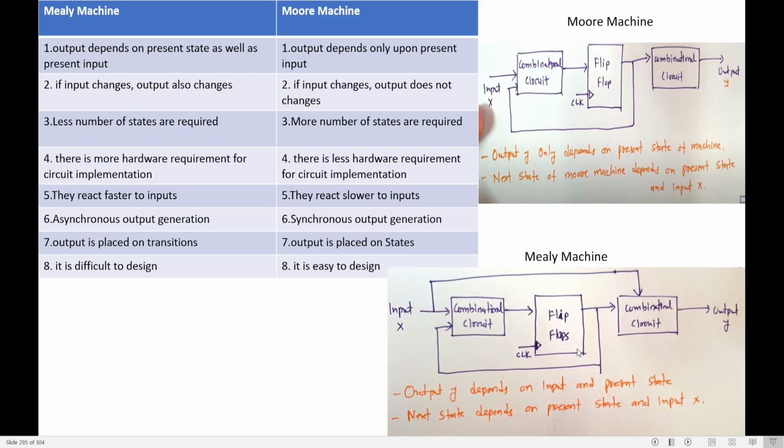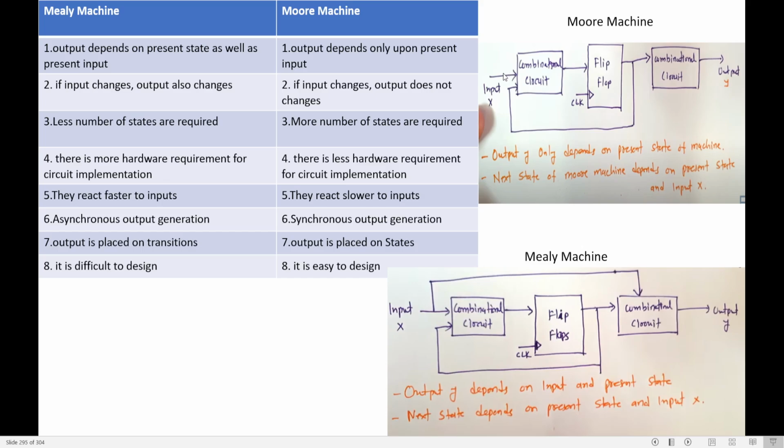In Mealy machine, can you see it is similar to Moore machine, but here the output of this Mealy machine not only depends upon the present state of the flip-flop but also on the input. So what will you write here? The output Y depends not only on the present state but also on the input. Clear? And what is the next state? You know the next state depends upon present state and input. Clear? So this is the difference between Moore and Mealy.